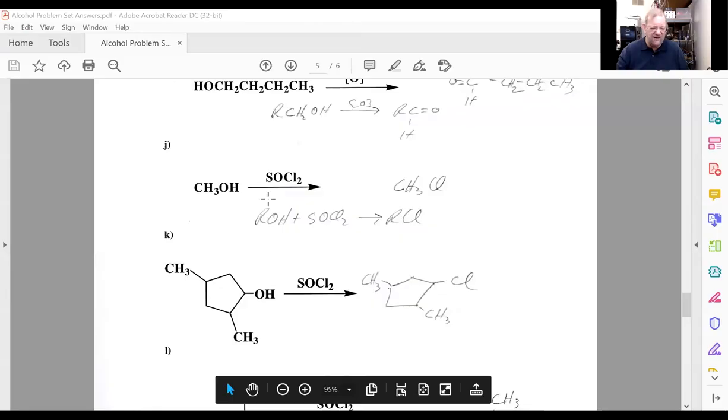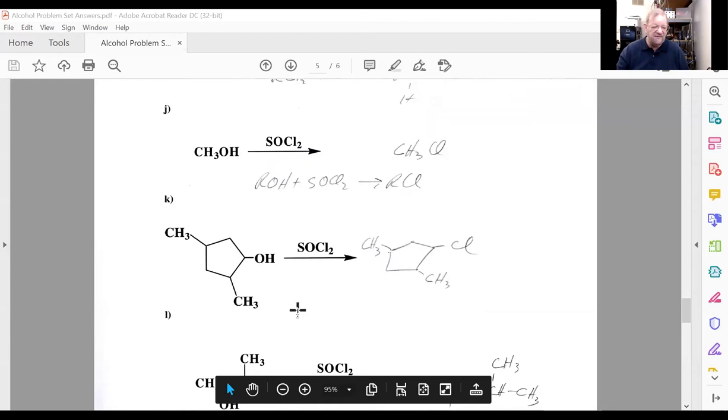And thionyl chloride is reacting with what? What's different in alcohol? Thionyl chloride, alcohol, you replace the hydroxyl group with a chlorine, and the carbon that had the hydroxyl group will be the carbon with the chlorine. So here, this was simple, methyl chloride.